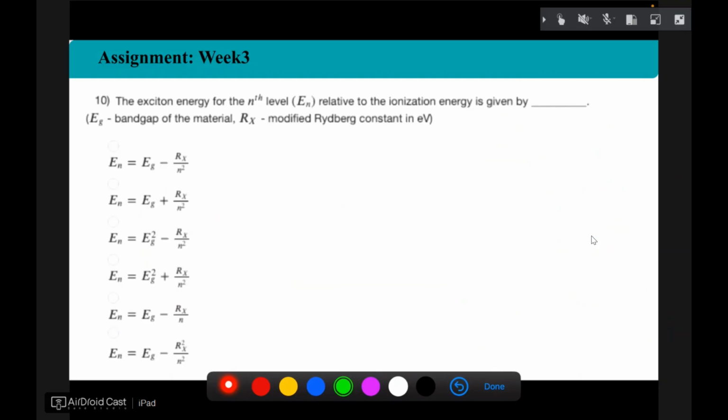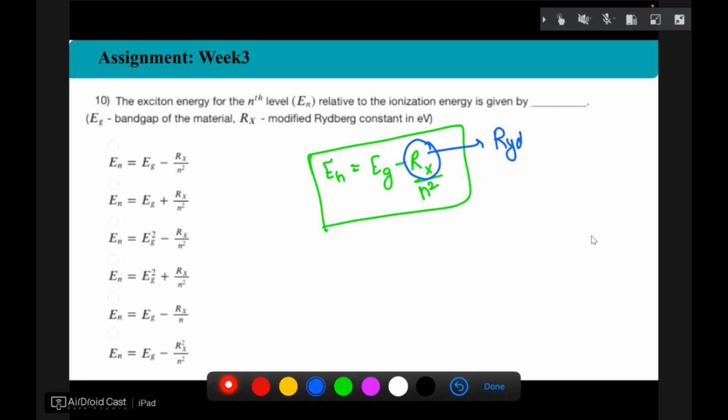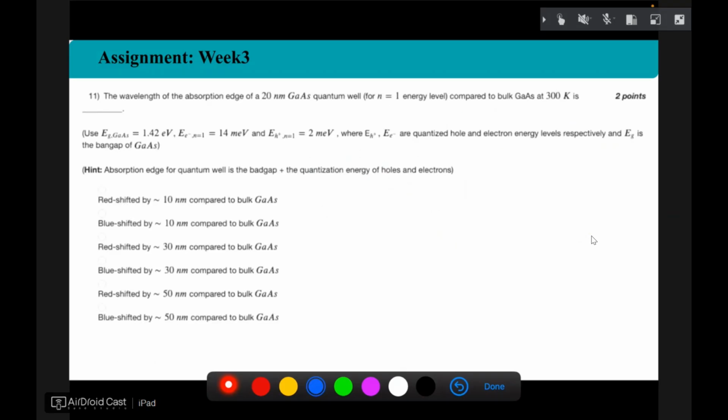And the next question is, the exciton energy for the nth level related to ionization energy is given by Eg minus band gap. We derived this relation. We know that semiconductors show, as we saw in theory also, En is equals to Eg minus Rx by n square. Rx is the Rydberg constant and n is the principal quantum number.